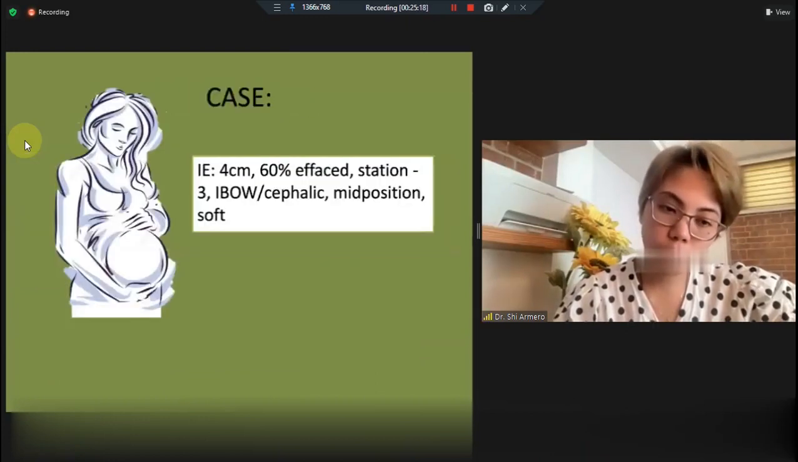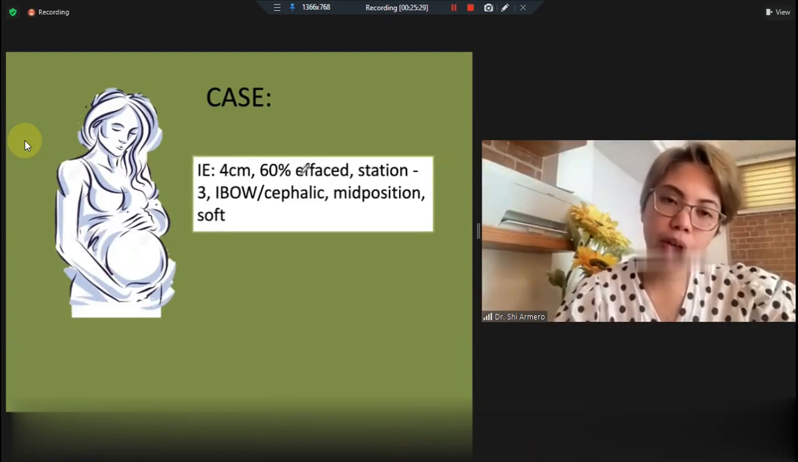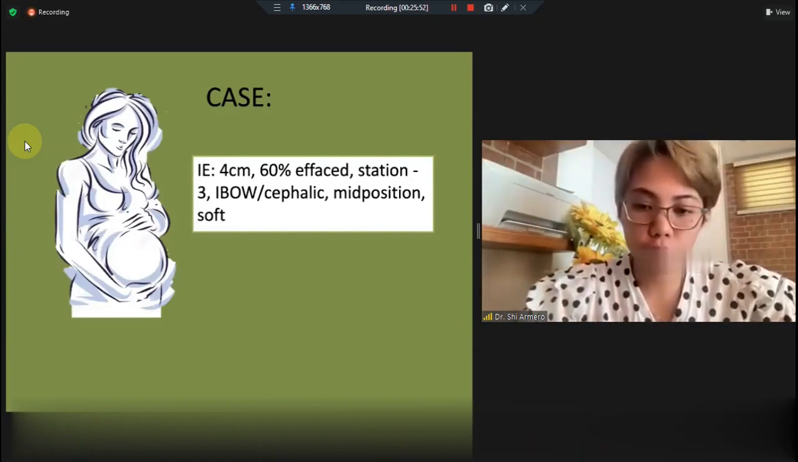So, what's her name? DL. Since we started with DL, we go with DL. So she came in with regular uterine contractions, a gravida 5 patient who came in for regular uterine contractions. In the rest of her internal exam, cervix 60% effaced, station -3, intact bag, cephalic, mid-position, soft.